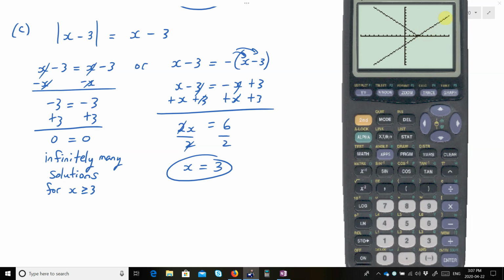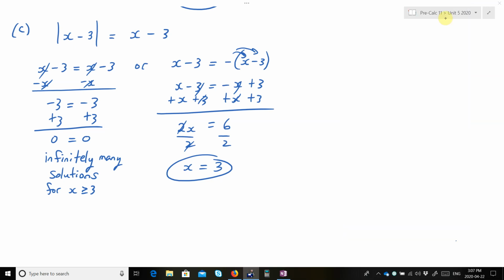Okay, so final solution is basically all x values for x being greater than or equal to 3.